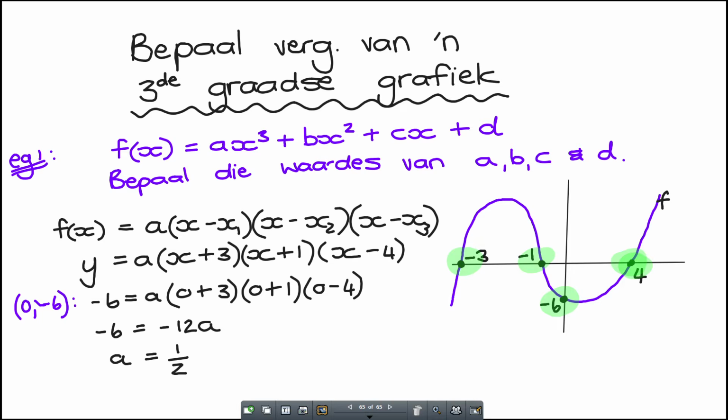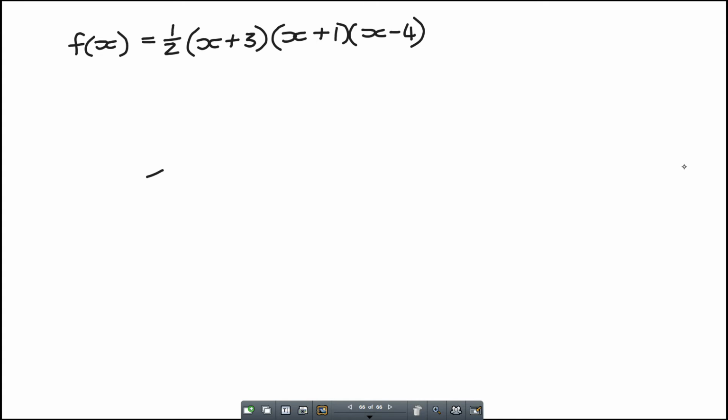Right. Now, we go take this half and we go put it into our equation right in the beginning. Is julle reg? Okay, so that is then my next step. Ek gaan nou gou skip na die volgende bladsy toe. So jy gaan dan sê f(x) is gelyk aan a half, that was the value of a, and then x plus 3, x plus 1, x minus 4.